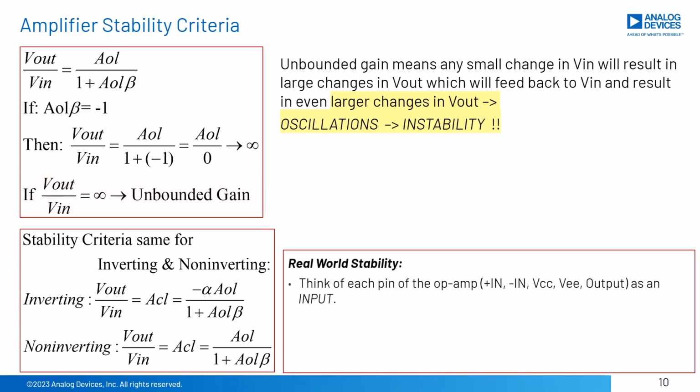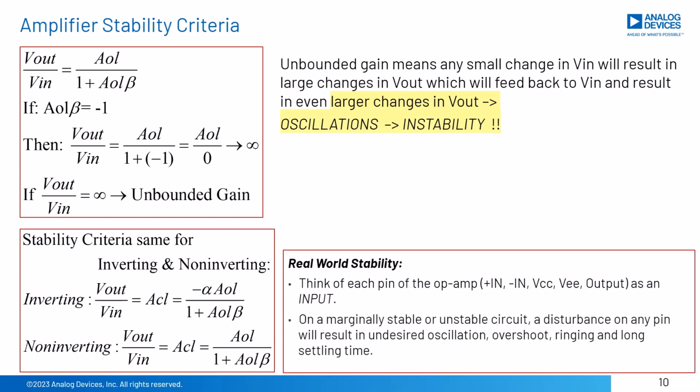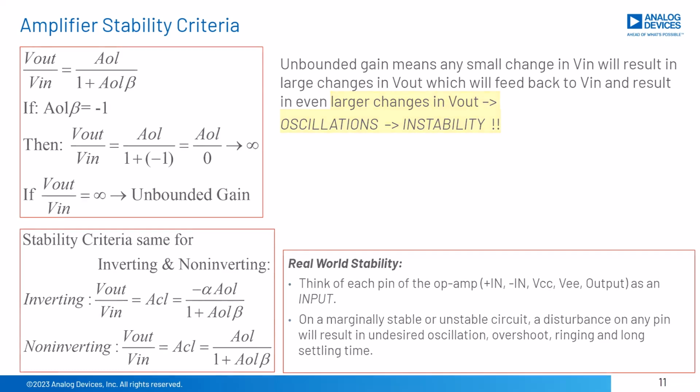When the op-amp circuit is used in the real world, think of each pin of the op-amp, plus in, minus in, VCC, VEE, and output, as an input. A noise disturbance or switching power supply glitch on any pin can cause a marginally stable or unstable op-amp circuit to oscillate, overshoot, ring, and have a long settling time.